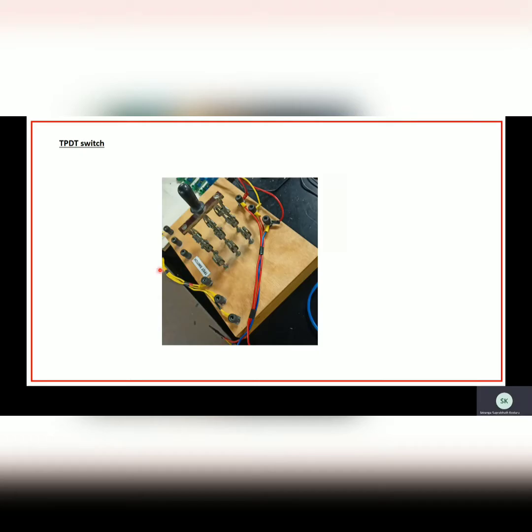So the output of the LC filter is given to the TPDT switch, and in this TPDT switch, you can see that these three phases belong to the inverter and these three phases belong to the grid. After satisfying the three conditions which we discussed above, that is, the magnitude of voltages should be the same, the frequency should be the same, and the phase sequence should be matched, the TPDT switch will be closed and then interconnection takes place.